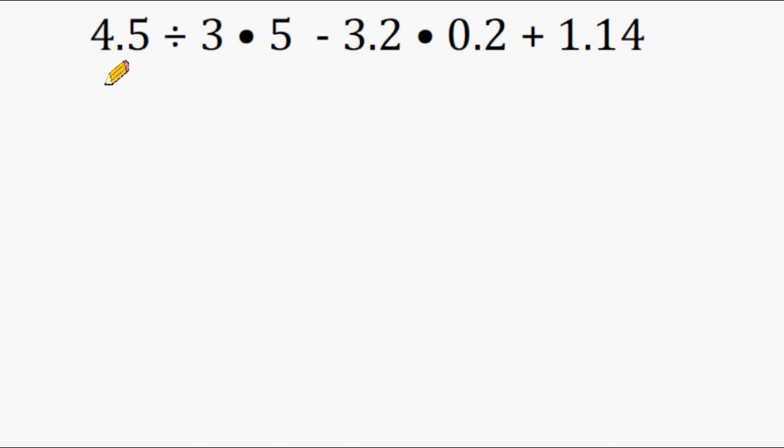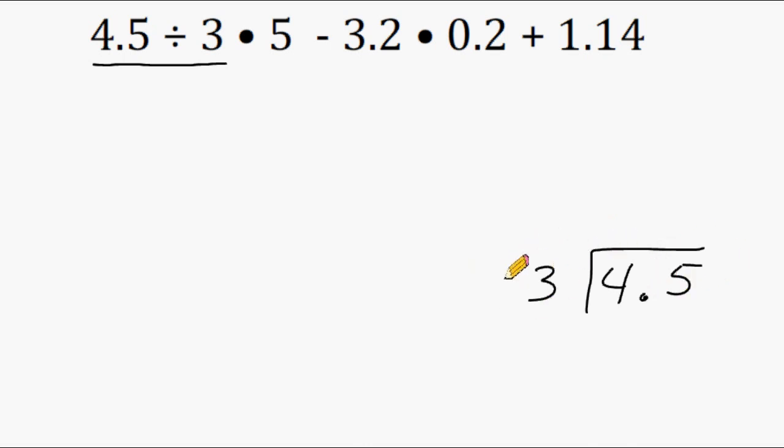So if I start at the beginning of my expression and move from left to right, we see a division sign right away. So I have to figure out what 4.5 divided by 3 is. So I'm going to go and figure out what that is by dividing 4.5 by 3. Now, we have a decimal in 4.5, but we don't have a decimal in our divisor out here. So when you have a decimal on the inside number, just move that straight up.